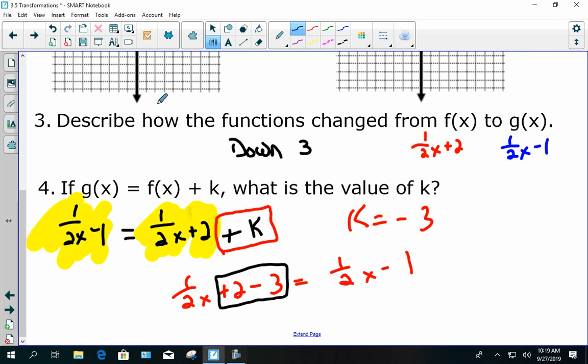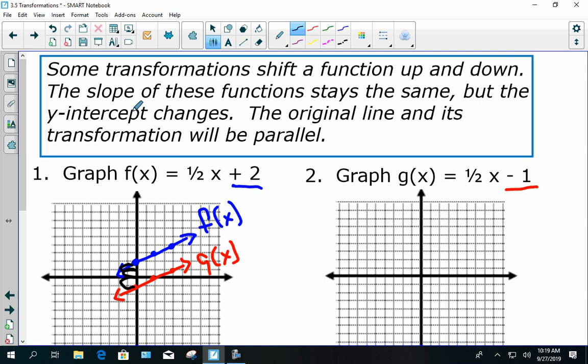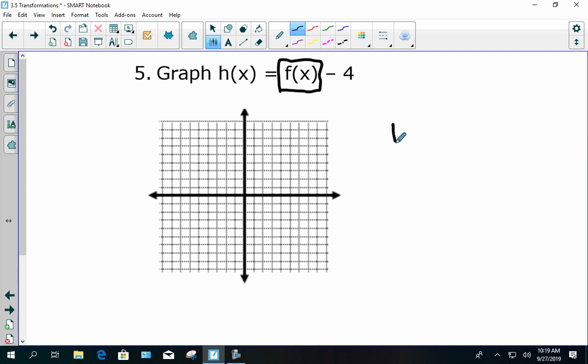Okay. So let's go to the next one. Now this says h of x equals f of x minus 4. So I have to find where f of x is. I got to go back and get f of x. F of x is 1/2 x plus 2, right? So instead of f of x, I go 1/2 x plus 2. Then I go minus 4. And this is what h of x equals.